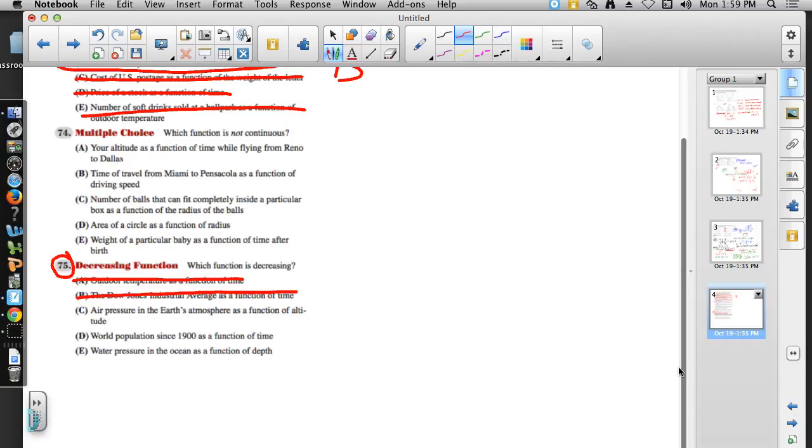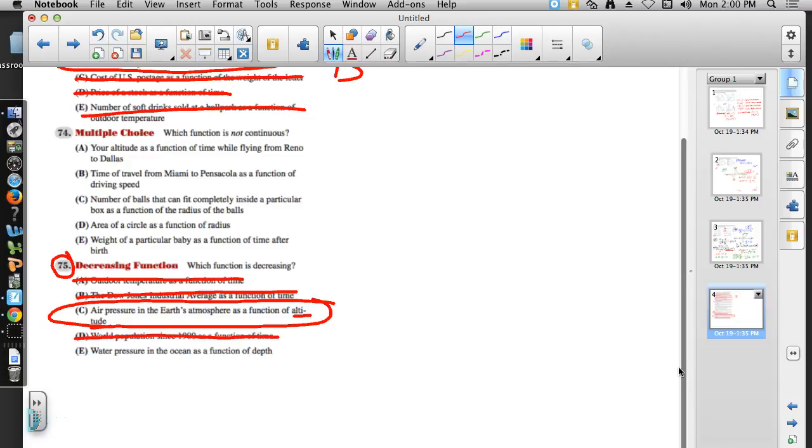Air pressure in Earth's atmosphere is a function of altitude. Well, that's as they go higher, where the altitude is increasing. I was looking for the word there. The air pressure is dropping, so this would be our best answer right now, but let's read the other two just to see. World population since 1900 as a function of time? No, our population keeps increasing.